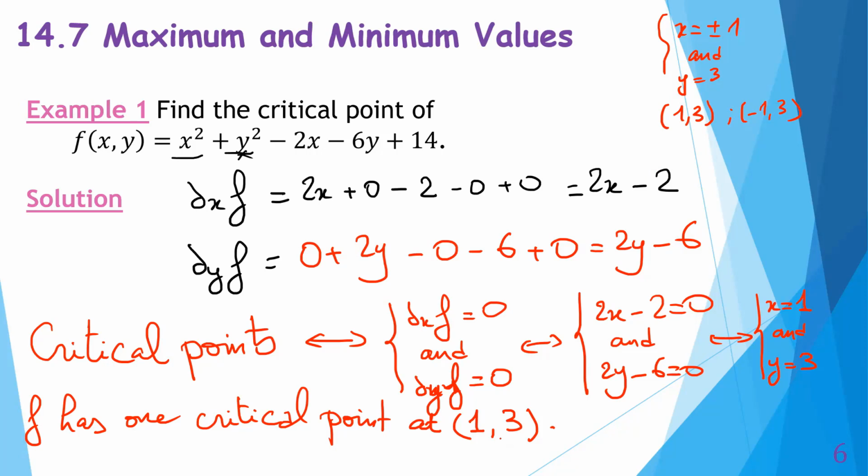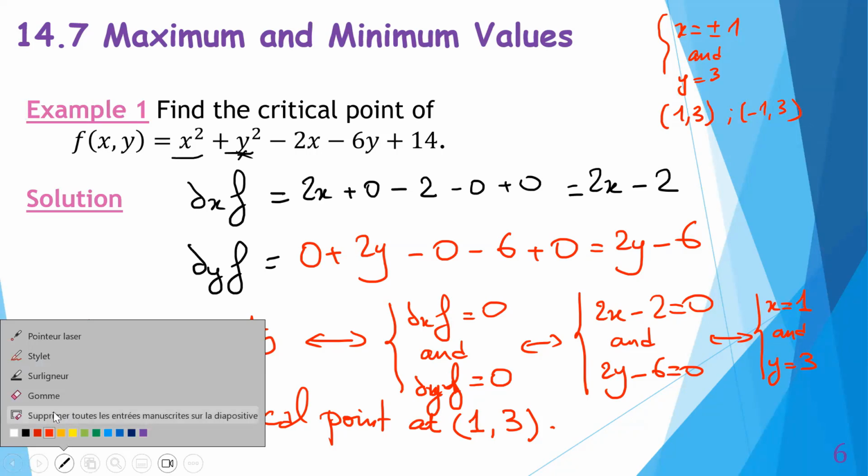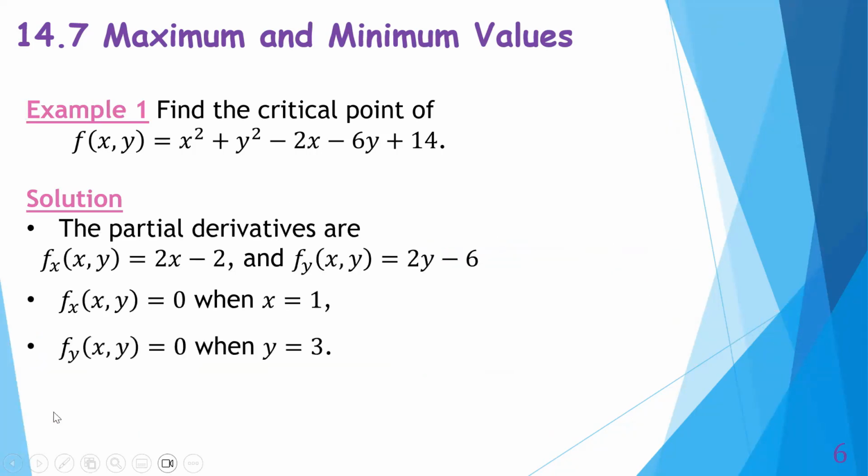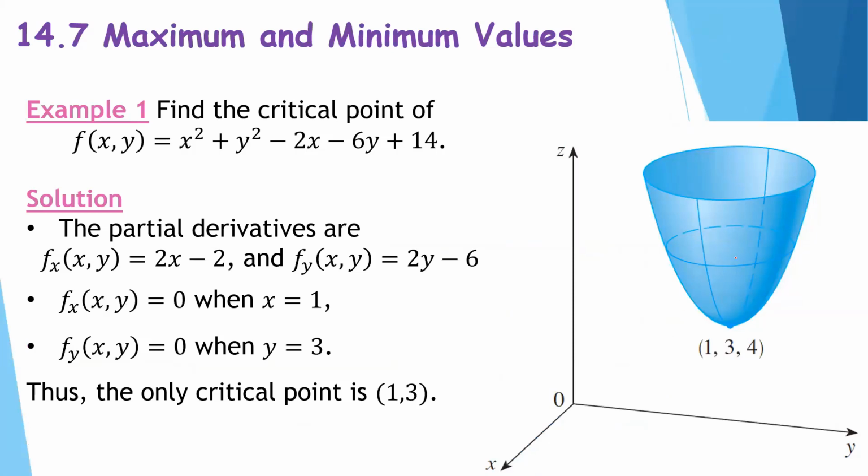It's a critical point, but we don't know yet whether it's a maximum, a minimum, or something else. Okay, so for the moment we don't have a criterion to answer this, but if you see the graph here, what do you think about this point? Is it a maximum, a minimum, or neither a maximum nor a minimum, from the graph? It will be a minimum. So from the graph, it looks like this critical point is an absolute minimum, okay? Graphically.